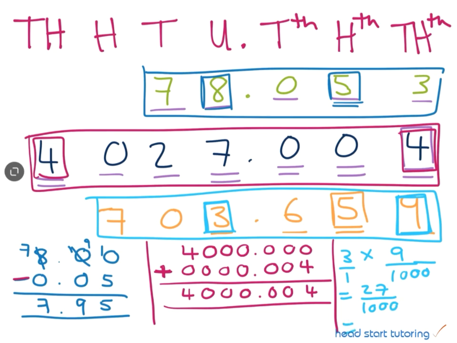So all I need to do is bring in 3 decimal places, because 27 over 1,000 is the same as 27 divided by 1,000. So I bring in 1, 2, 3 decimal places, and I end up with an answer of 0.027. So the product, which means that I need to multiply, the product of the value of the 3 in my number and the value of the 9 in my number is equal to 0.027.